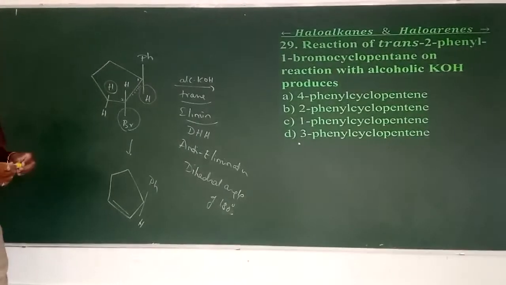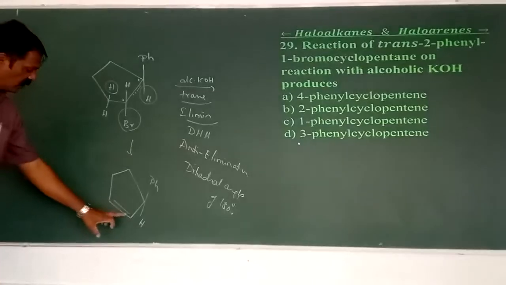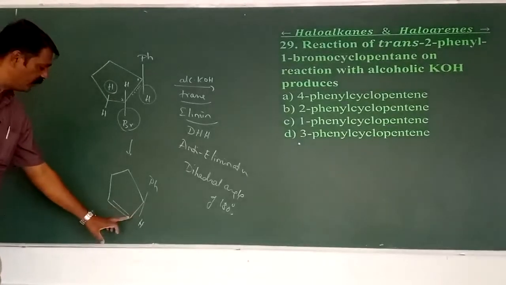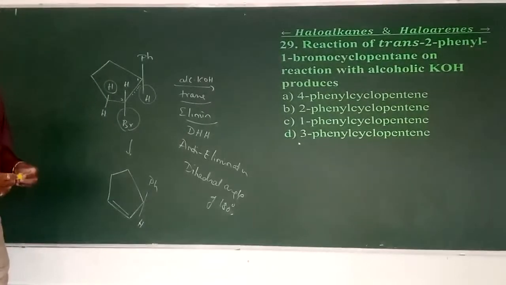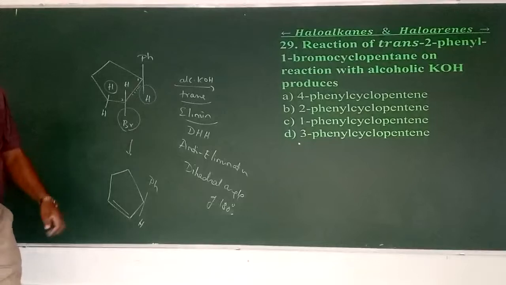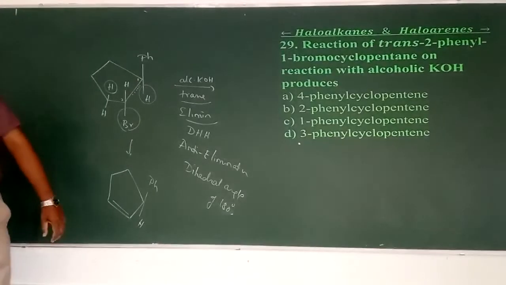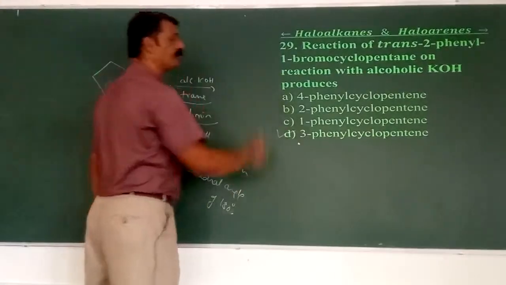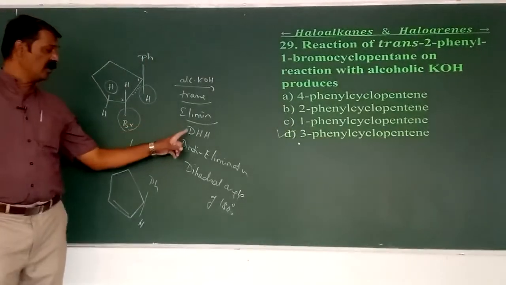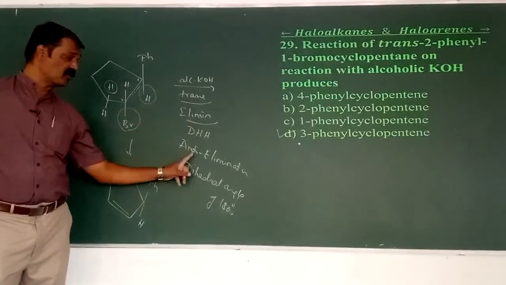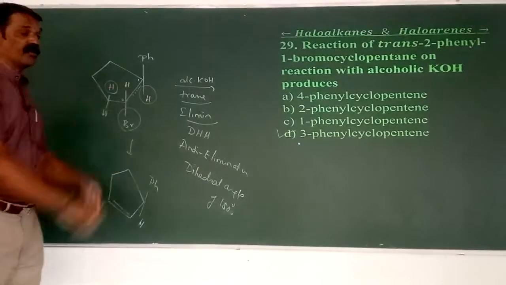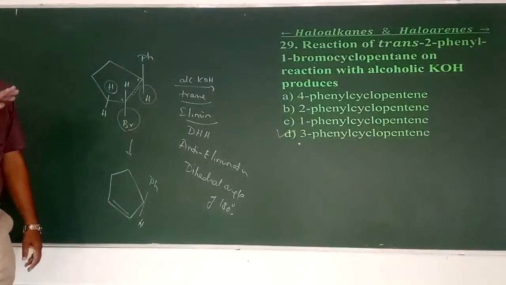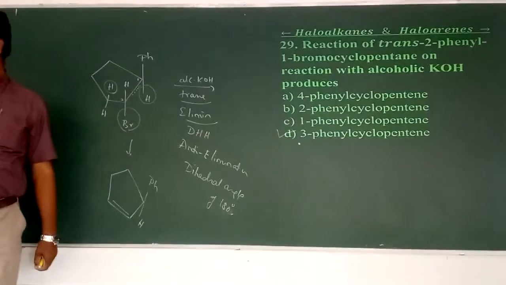What is the name of this compound? It is first cyclopentene, no doubt. But 1, 2, or we can say 1, 2, 3. 3-phenylcyclopentene. Therefore the option is going to be this. It is according to anti-elimination, which is at a dihedral angle of how much? 180. Therefore the product obtained is not 2-phenylcyclopentene, it is 3-phenylcyclopentene. That is question 29, option D.